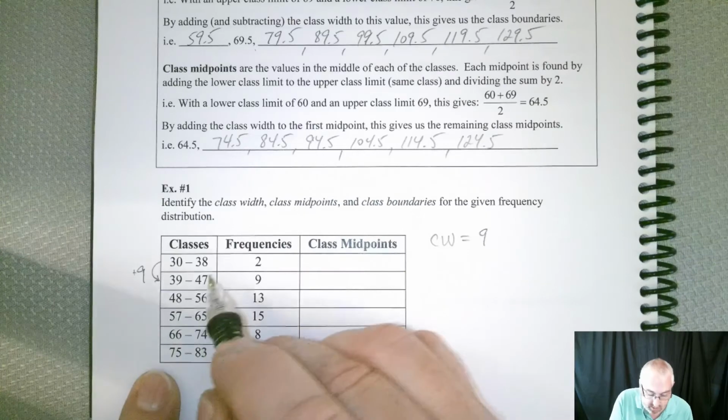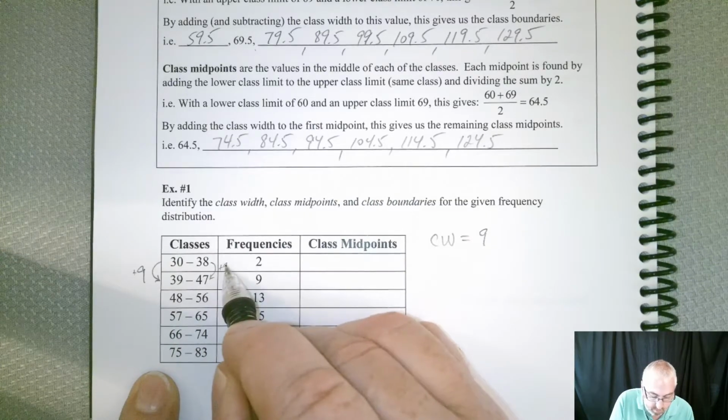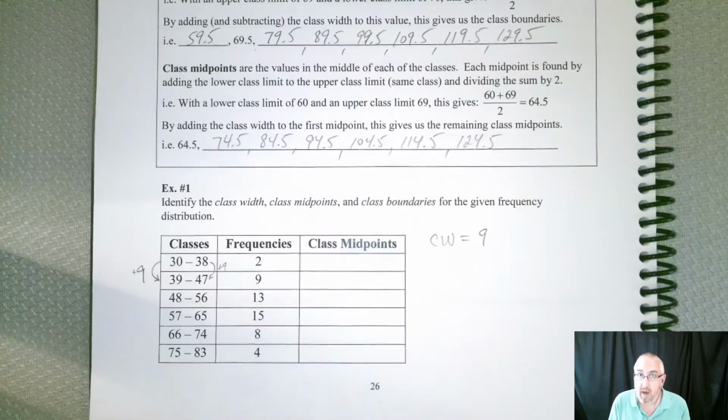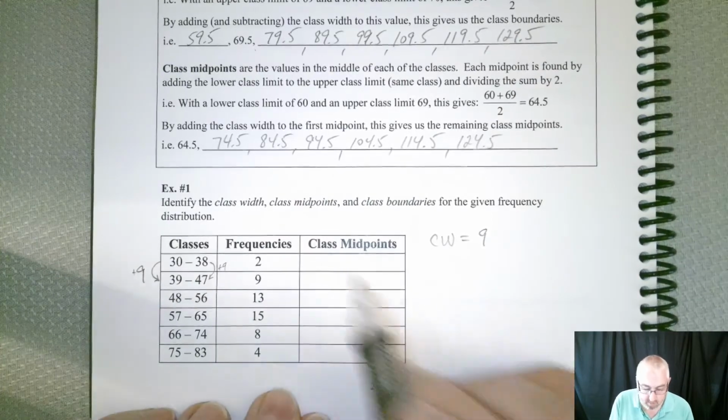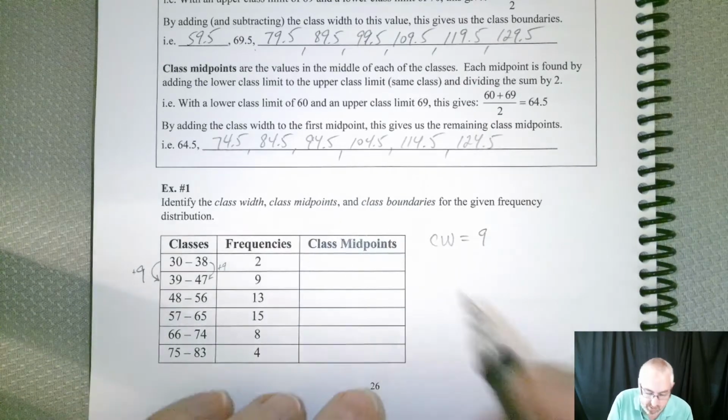And you can do it on the other side. If you add 9 to 38, that gets you to 47. So 9 is the magic number. All right, that's done. Now, if you want to do midpoints next, you can, but I'd like to do the boundaries next, so I'm going to do the boundaries.